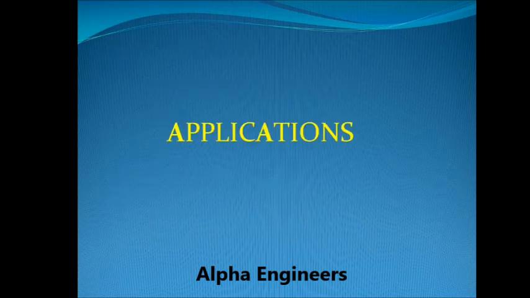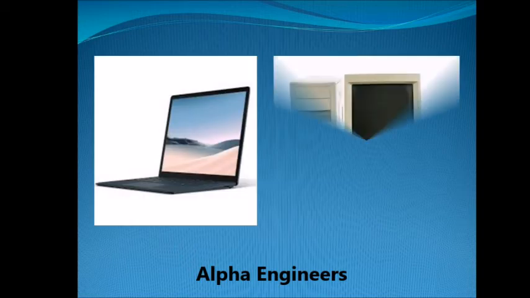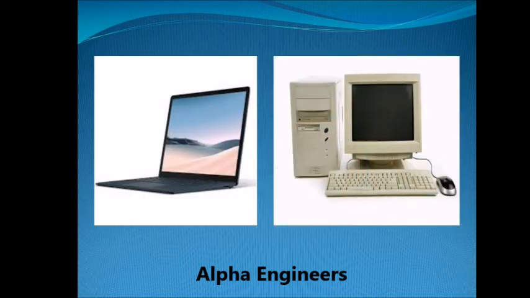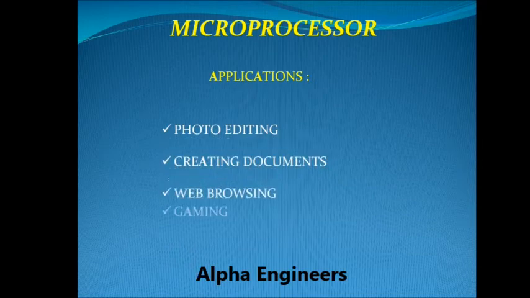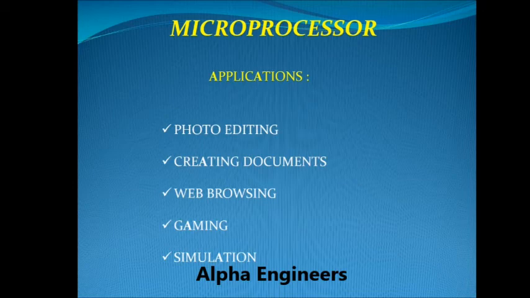Now, next let's see the applications. A classic example of a microprocessor is a personal computer or laptop. Using this device, we can do a lot of stuff. We can use it for photo editing, creating a document, web browsing, gaming and simulation. So basically a microprocessor is used in applications where the task is not predefined. It depends upon the users.